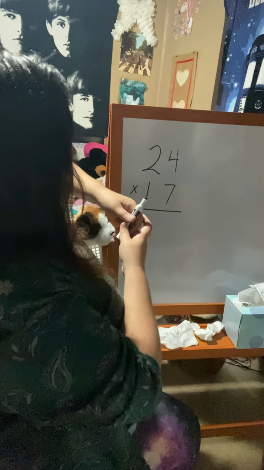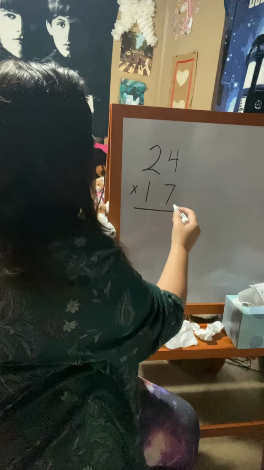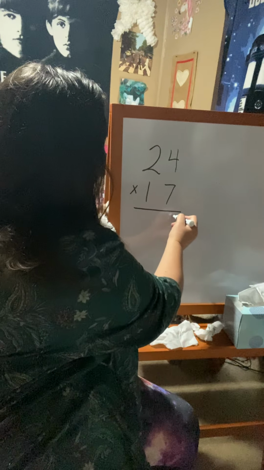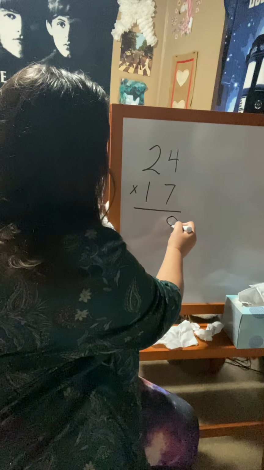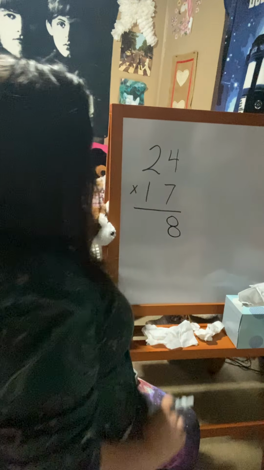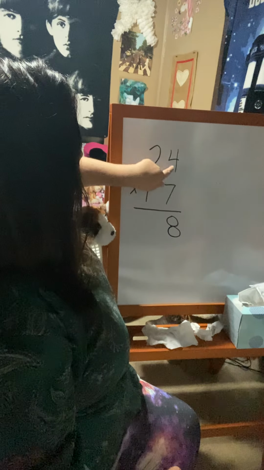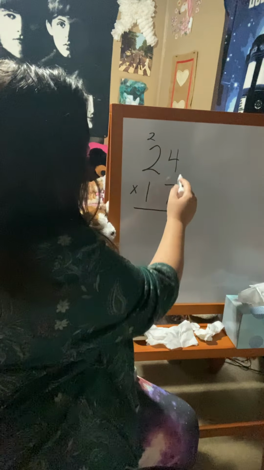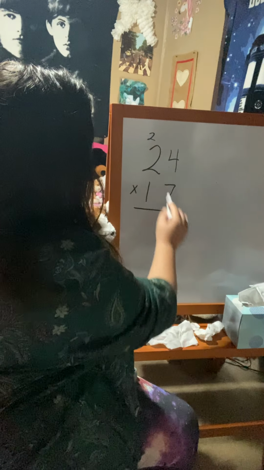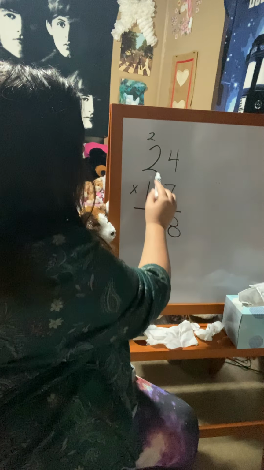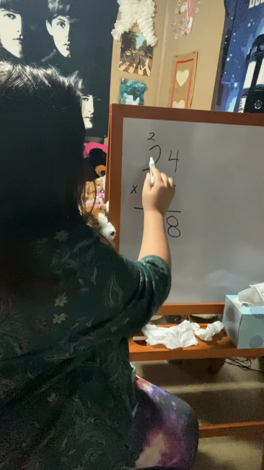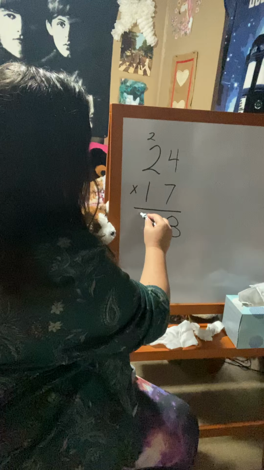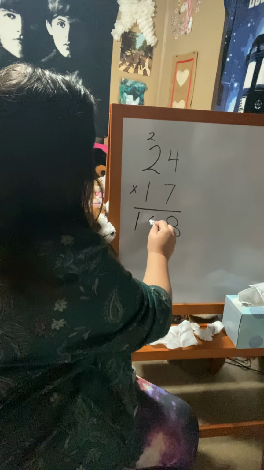So in our standard algorithm, our customary way of doing this, we do 7 times 4. 7 times 4 is 28. And so we're going to regroup this. We put the 2 from 28 up here, and then we do 7 times 2 is 14 plus that 2. 7 times 2 is 14 plus 2 is 16.